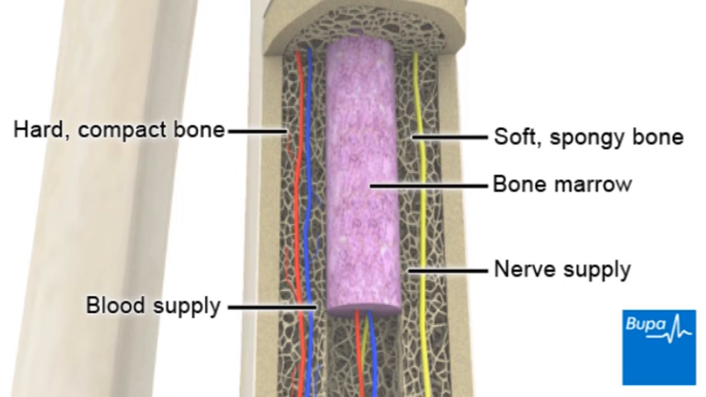A bone will only break if it's put under a lot of force or twisted awkwardly. A broken bone is said to be fractured. Fractures are painful because bone has a nerve and blood supply.